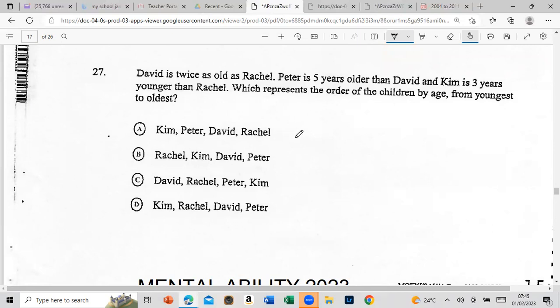Alright, so let us go. So David is older than Rachel. So now we start with the older. So Rachel, I did not set it in order now based on what they say. So David is older than Rachel. We know that. He told us that. So we put in that information. We might have to rub out a bit, but let us see what's happening. Peter is 5 years older than David. So Peter is older than David.